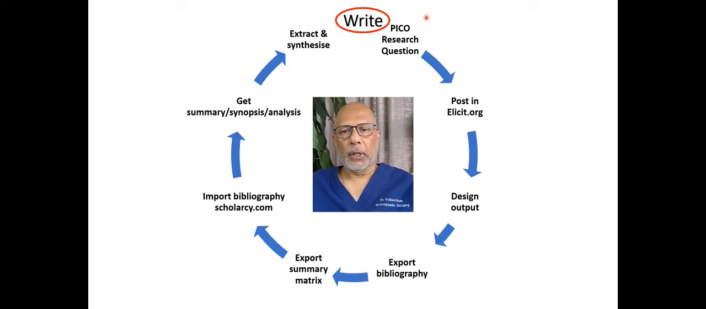So these are the steps that you need. First is to craft a very good research question based on the PICO framework, and then post that question in elicit.org, which will then give you an output of the various articles, and then you design the type of information that you want. You export the bibliography as a RIS file, and then you can also export a summary of the papers as a matrix in an Excel table, and then you can import that bibliography into Scholarcy.com, where then the data will be extracted from each of the articles, where you get a summary, a synopsis, and analysis, and from these you can then extract and synthesize that data for your literature review.